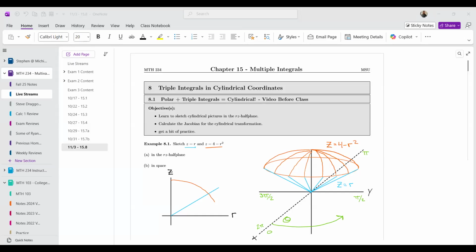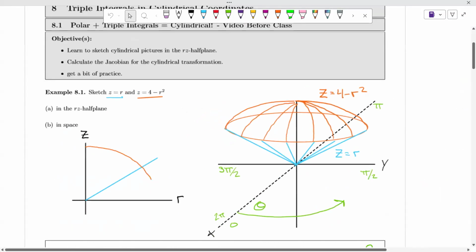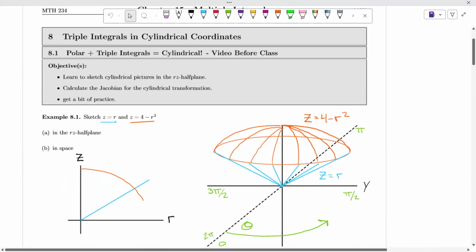I'm still your host, Steve Dragoo, and today we're going to keep going with triple integrals because that's basically all we do for 2 weeks. Except this time we're moving to a new coordinate system. We're not super new because we have introduced it before, but this is the main unit we were building towards when we introduced that system. This is triple integrals in cylindrical coordinates.